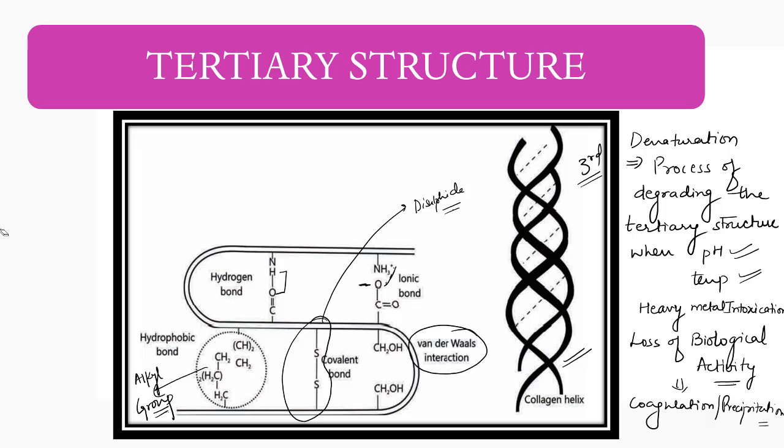Denaturation. pH, temperature, heavy metal intoxication, then radiations. There are many factors which are responsible for maintaining the structure of a protein. And if it is degraded because of these reasons, then it is the part of denaturation. During denaturation, the protein loses its biological activity. It no longer remains functional for performing that particular work.